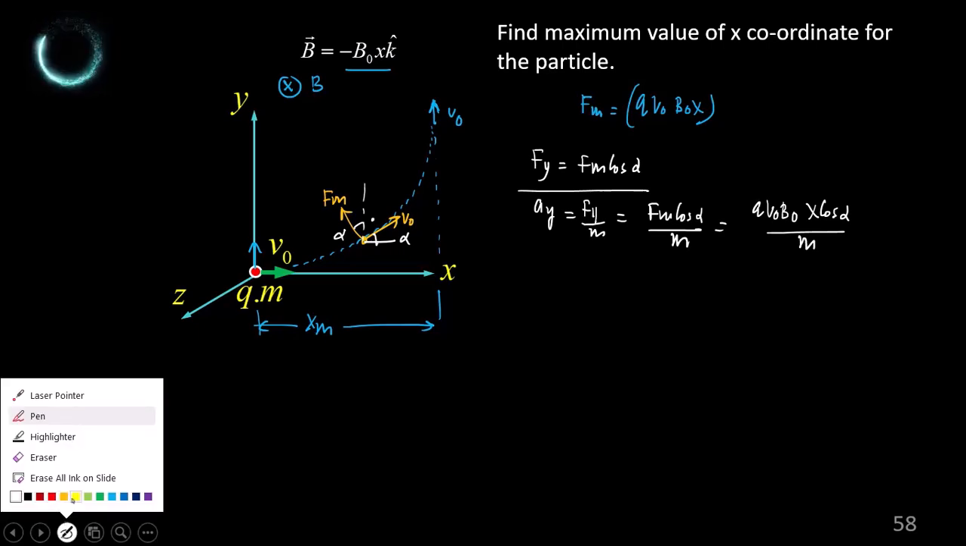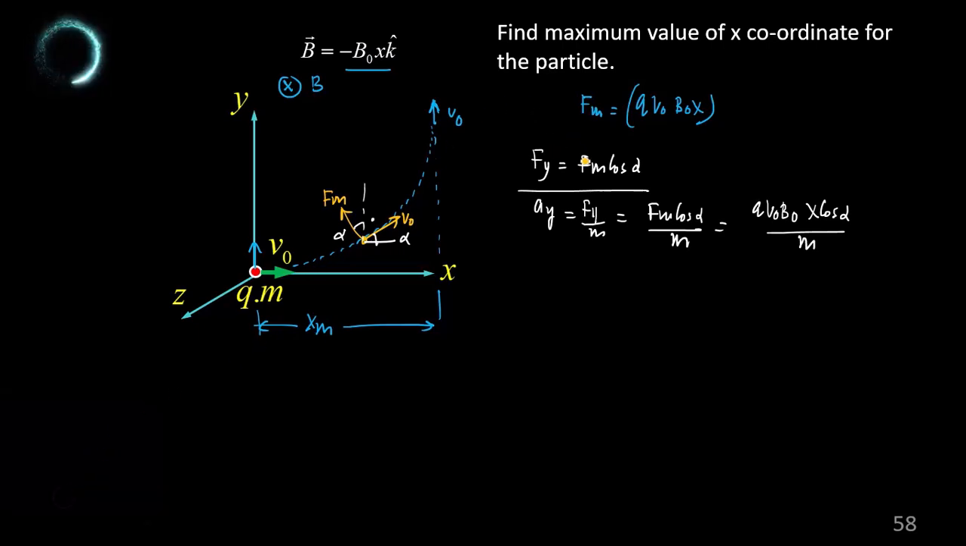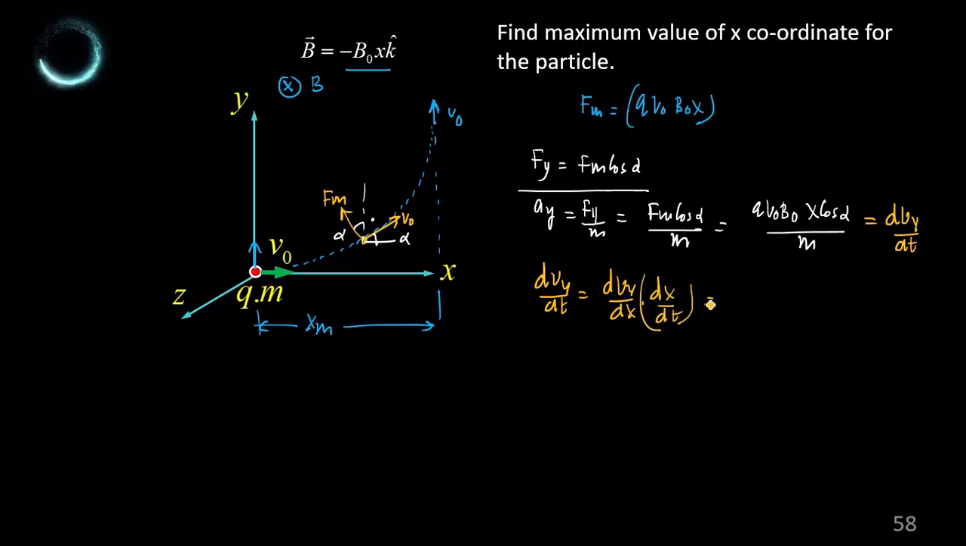Now this acceleration along the y direction can be written as dvy/dt, how the velocity along the y direction is changing with time. So dvy/dt can also be written as dvy/dx into dx/dt. And that is equal to how much? q into v naught into x cos alpha divided by m.